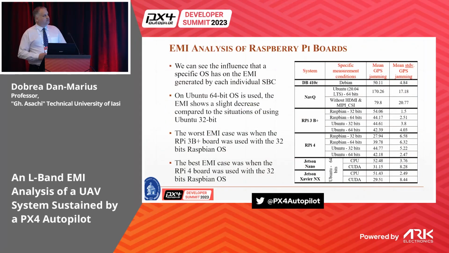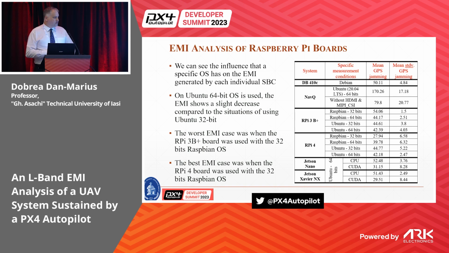When you go to the Raspberry Pi system, please pay attention that there is a strong relation between the operating system and the electromagnetic interference that is generated. One of the consistent results is that when Ubuntu was used, the 64-bit version generated less interference than the 32-bit version of the same operating system.